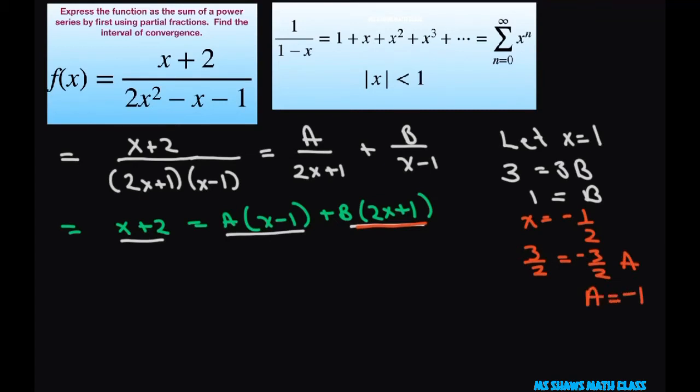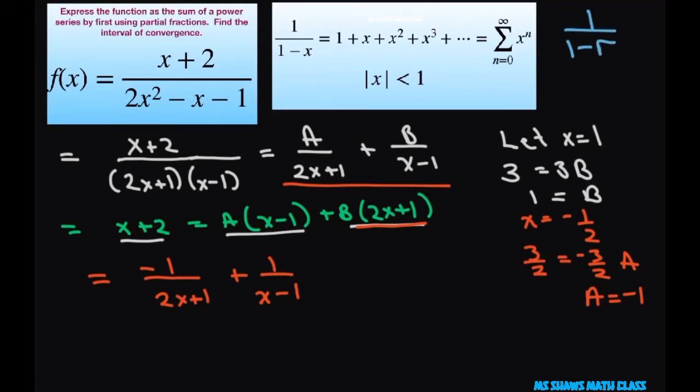So what we have is negative 1 divided by 2x plus 1 and then plus 1 divided by x minus 1. Now our goal is to write a function in the form of 1 divided by 1 minus r, a geometric series, where our convergence, the absolute value of r, is less than 1.